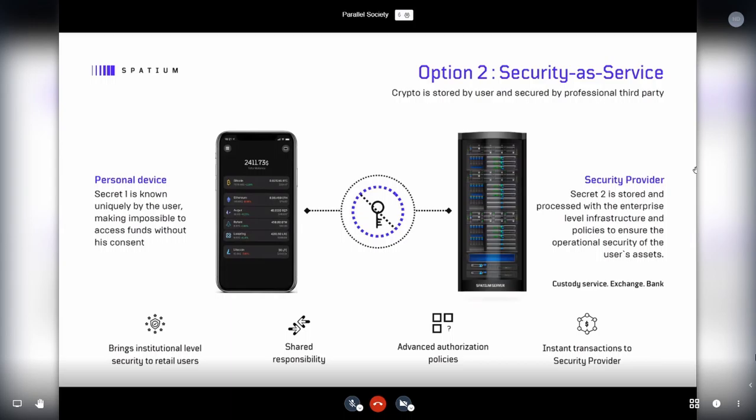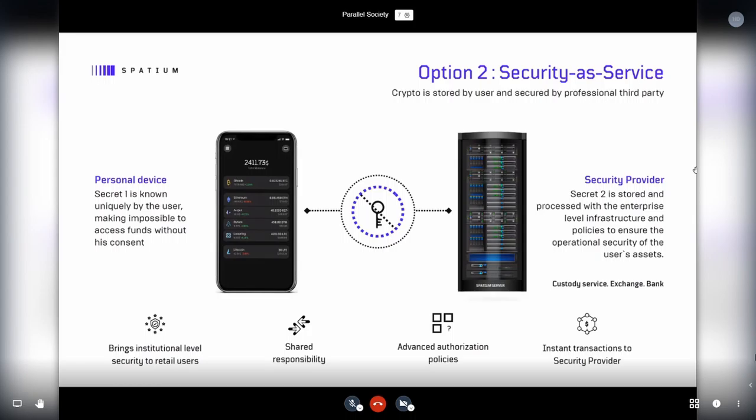This approach has several more advantages. The most important one is that you can set up an advanced authorization policy for transaction authorization by the security server. It can include everything that you are familiar with on centralized services, like whitelists, limits, conditions, second factor authentication, and so on. You can freeze your wallet in an emergency case.